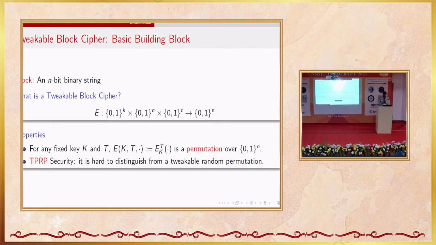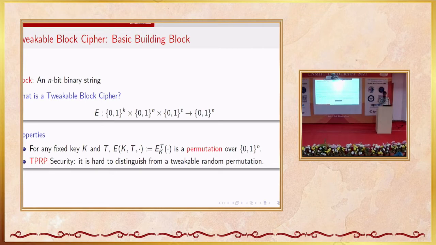Okay, so let's start with the tweakable block cipher. As we know, a tweakable block cipher is a basic building block similar to the block cipher. Consider it a function that takes a key of size k bits and a block of size n bits, and alongside that it takes a tweak of size t bits, and it outputs an n bit block.